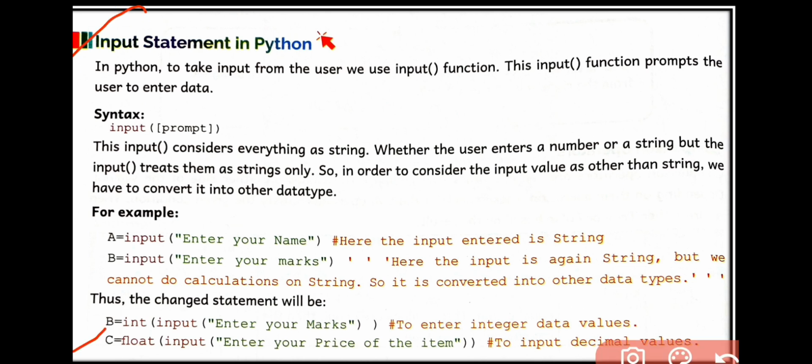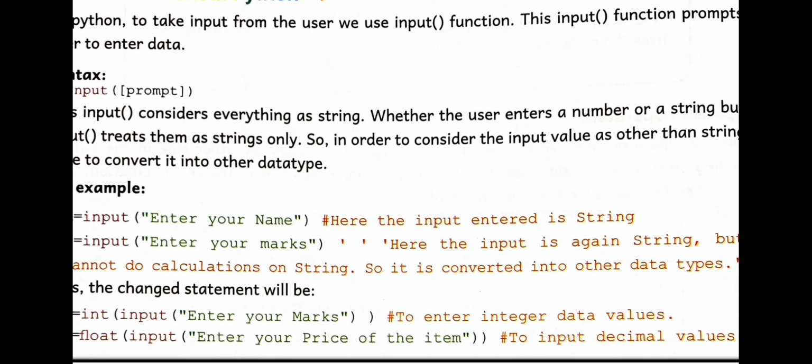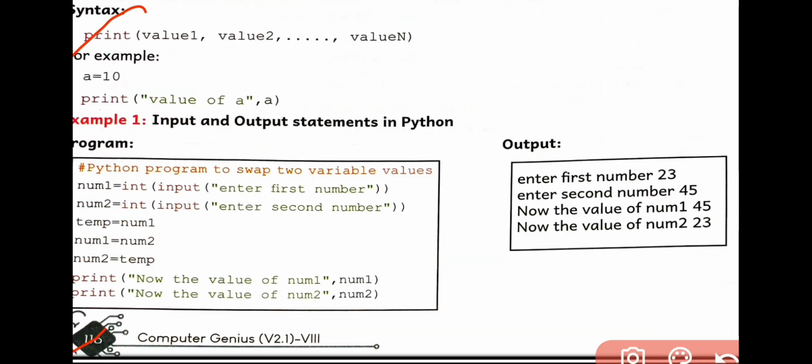So next topic, output statements. In Python, print outputs a complete line and then moves to the next line for subsequent output. Syntax: print, value 1, comma, value 2, up to value n. For example, a equal to 10, print, inverted commas, value of a, inverted commas close, and a.